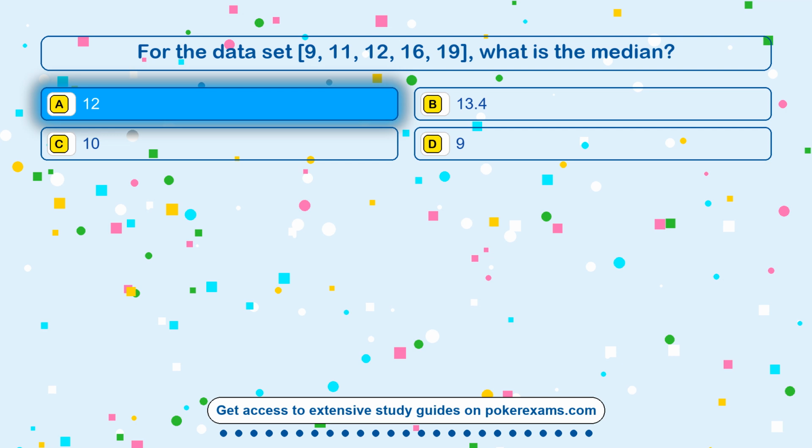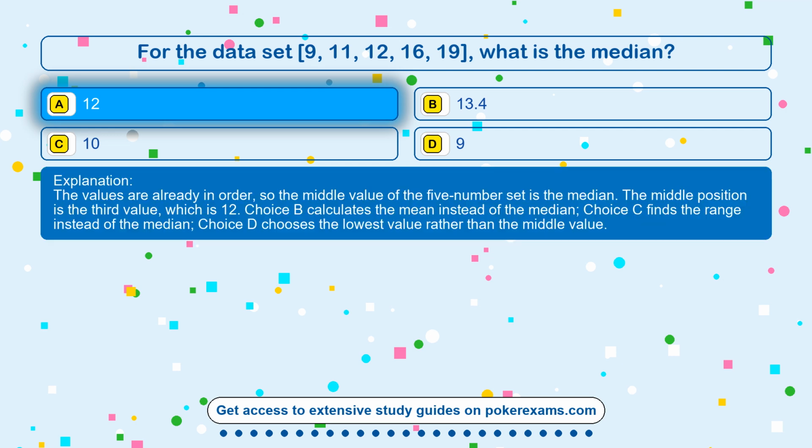The correct answer is option A, 12. The values are already in order, so the middle value of the 5-number set is the median. The middle position is the third value, which is 12. Choice B calculates the mean instead of the median, choice C finds the range instead of the median, choice D chooses the lowest value rather than the middle value.